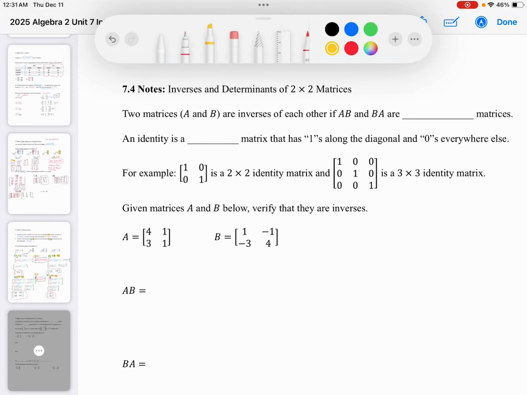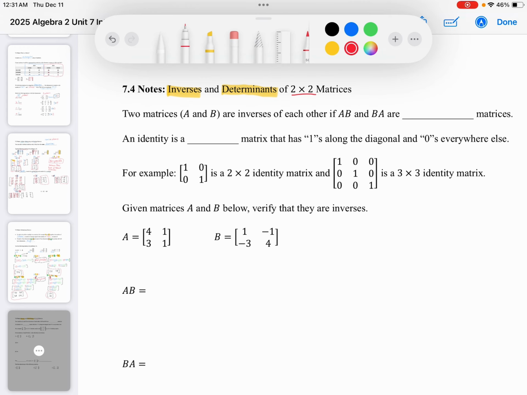Last section in this introduction to matrices unit, we're going to be learning about two key vocab concepts for working with matrices, and that is inverses and determinants. We are going to be looking specifically at them with a 2 by 2 matrix. You can find inverses and determinants of more than just 2 by 2 matrices, but we're just going to be looking at 2 by 2s for the purpose of this unit.